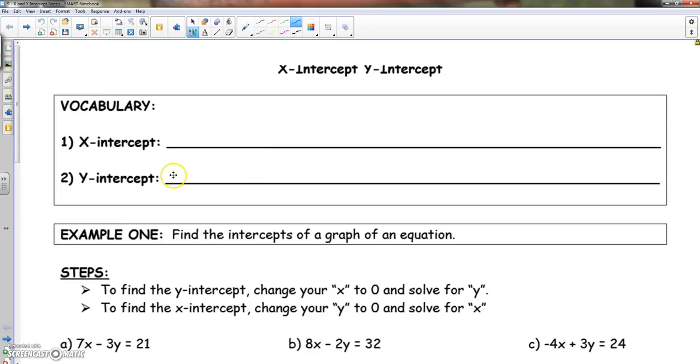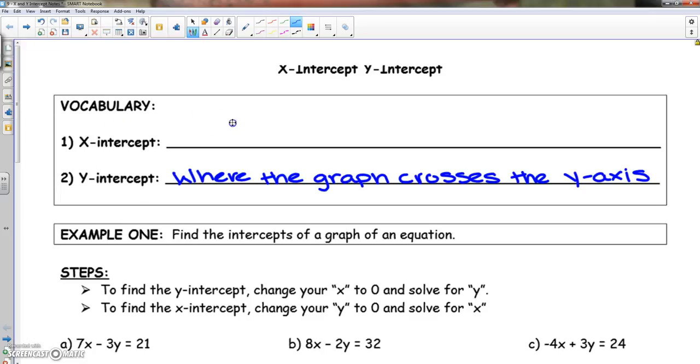Okay, so review, we know what the y-intercept is. The y-intercept is where the graph crosses the y-axis. So if I take this idea and I apply it to the x-intercept, then the x-intercept is going to be where the graph crosses the x-axis.